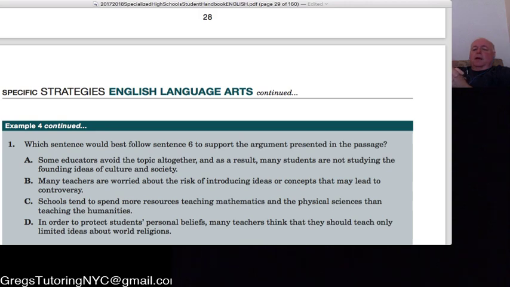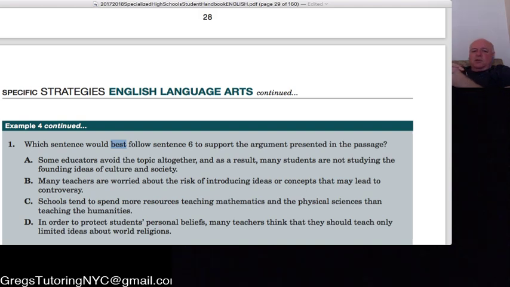And again, this is funny because they don't boldface the word best, but we're still looking for best. Unless they say otherwise, even if they leave out the word best, we're still always looking for the best answer here. And again, you might say, all these choices suck. Well, which is the least suckiest is what we're still looking for here, people, all right? So which sentence would best follow sentence 6 to support the argument presented in the passage?